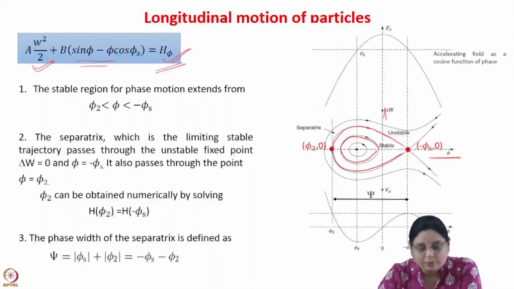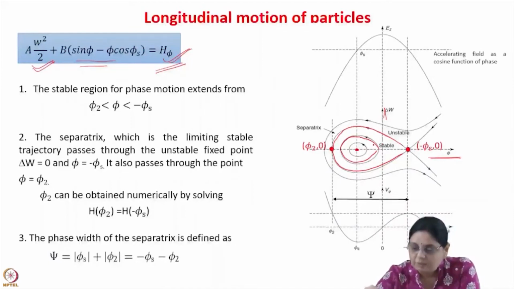For phi equal to phi_s, that is the synchronous particle, we see that there is no motion. Because this is the ideal particle, it arrives at the gap at the right time and gets the right energy gain. So there is no change in energy with respect to the synchronous particle. So delta W is 0 and phi is always equal to phi_s. The other particles will execute oscillations about the synchronous particle.